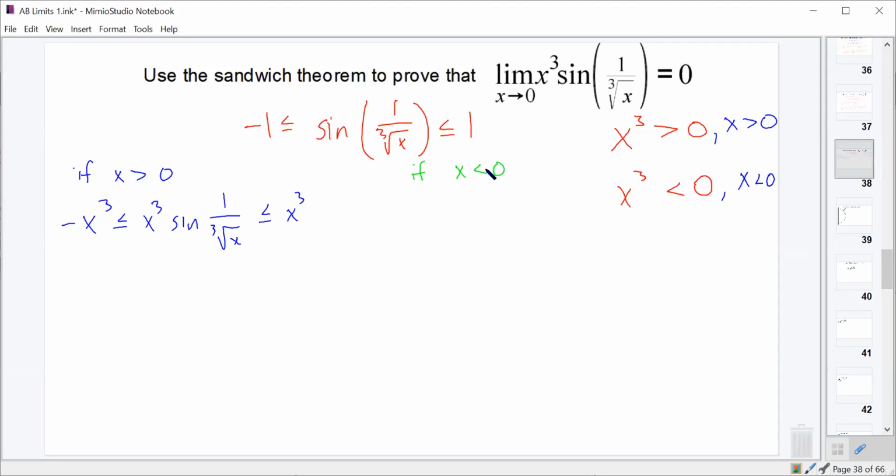But if x is less than 0, then when I multiply by that x cubed, I get negative x cubed still, but I should get greater than or equal to x cubed sine of 1 over cube root of x, and I should get greater than or equal to x cubed. Everybody agree and okay with that?